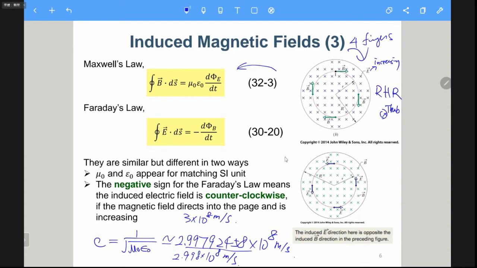And for Faraday's law, we assume the magnetic field is pointing into the page. And of course, we also assume it to be increasing. Okay, so here, using the right-hand rule, we know the thumb pointing into the page is positive, and then clockwise is positive. But here we have a negative sign.